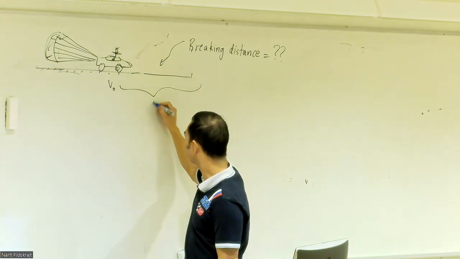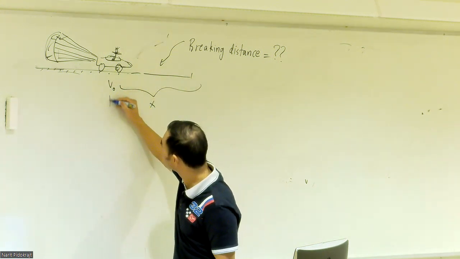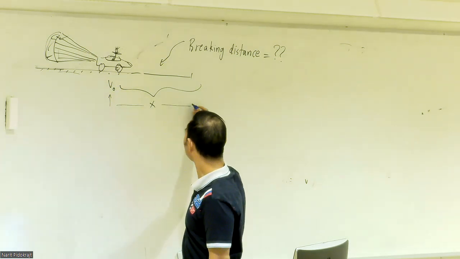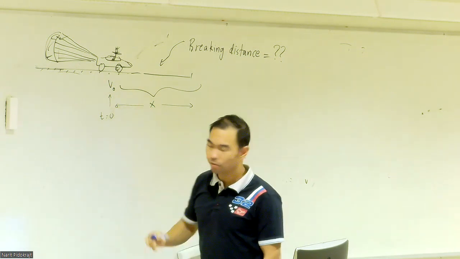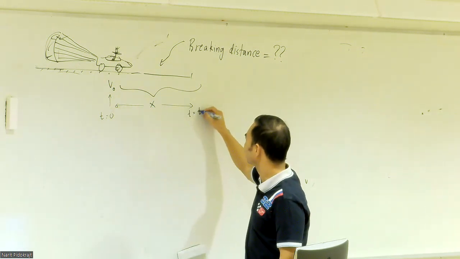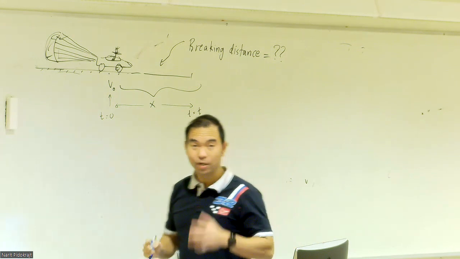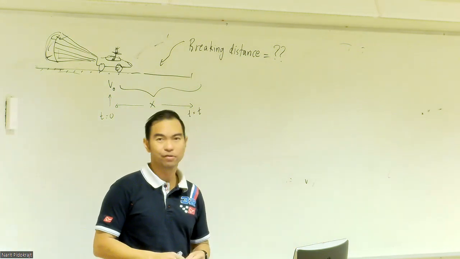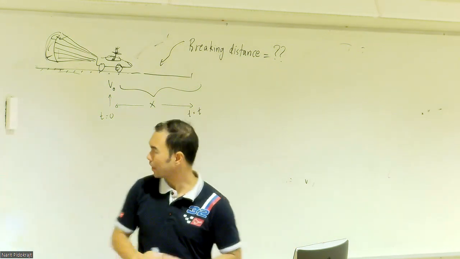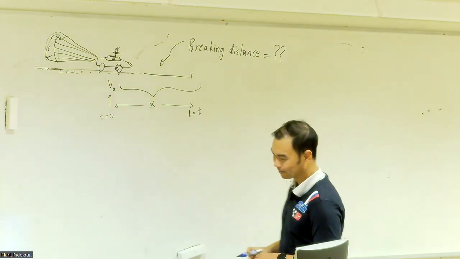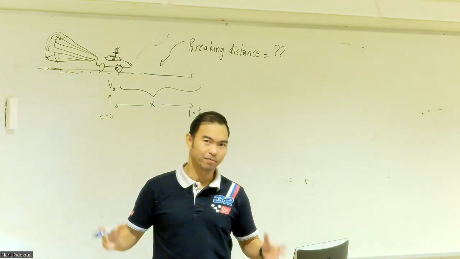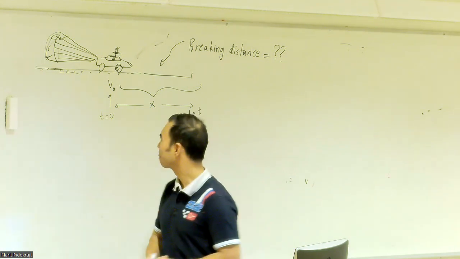We call this braking distance X. So from here, we can actually compute X, from time equals 0 to time equals T. The calculation will be based on calculus and simple differential equations, okay? So this is basically first year university physics. Maybe high school students already understand this.